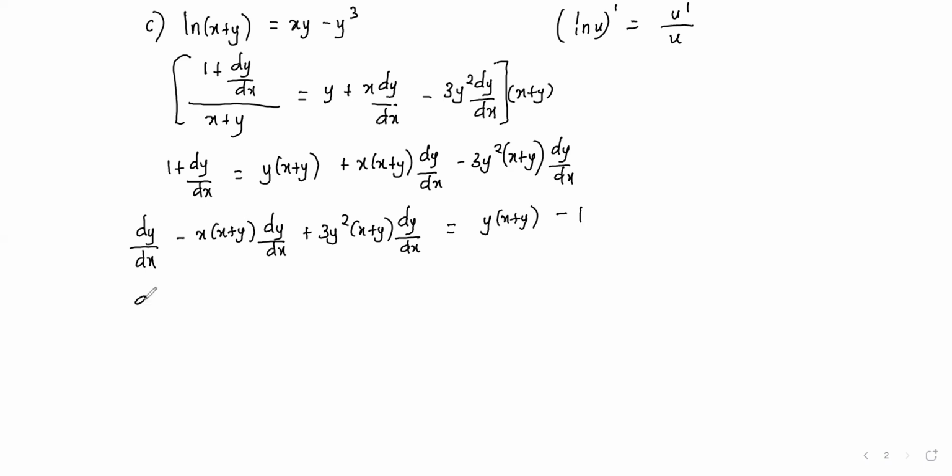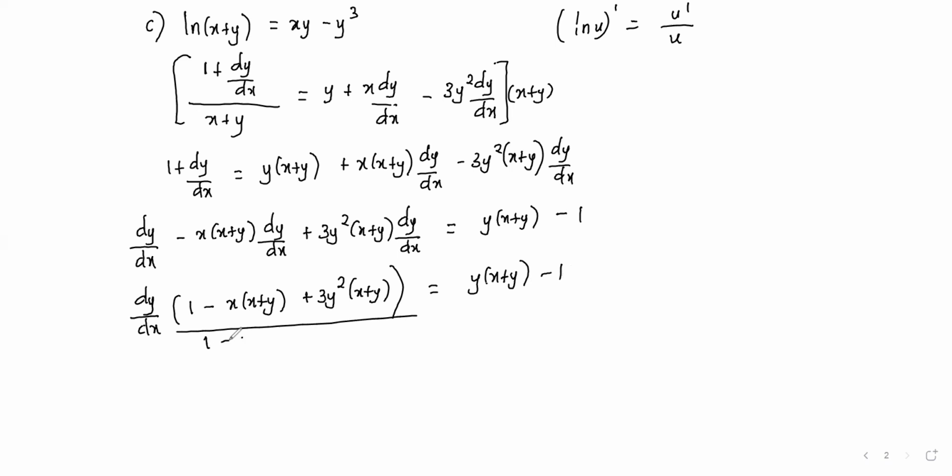And then factor out dy dx. So we have 1 minus (x plus y), plus 3y squared (x plus y), and then equal to that. Then we divide throughout by this guy, so that we remain with dy dx that we want, leaving this side.